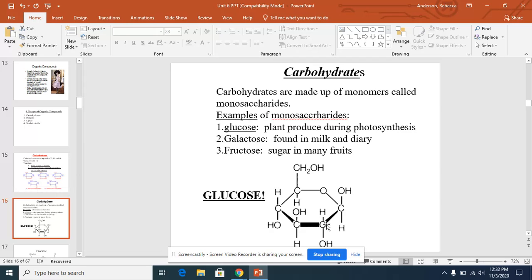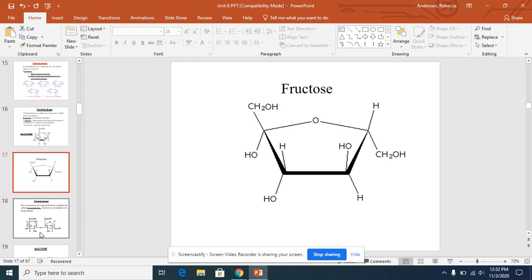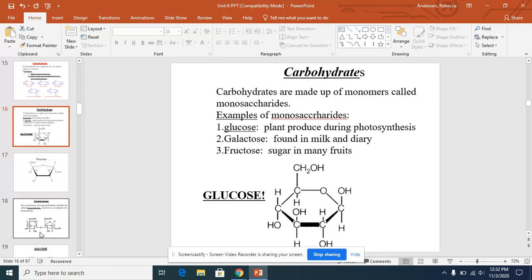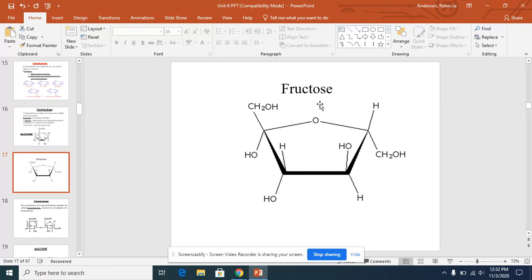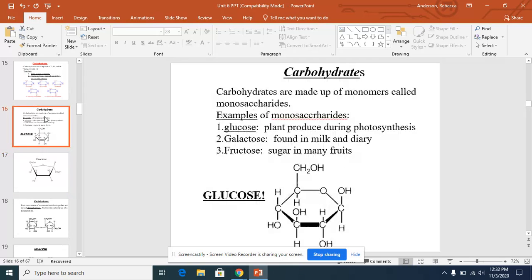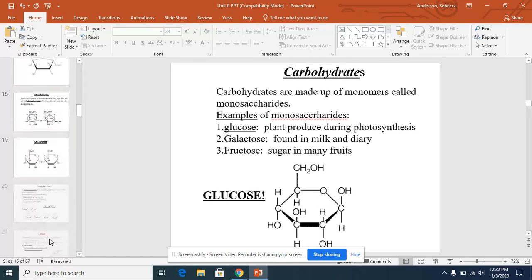So here is what glucose looks like. So it has one of those rings that we briefly mentioned, and it has all the carbons and oxygens in it as well. Okay, here's what fructose looks like. So you notice they are very similar, but this is only a 5-sided ring, whereas this is an 8-sided ring.